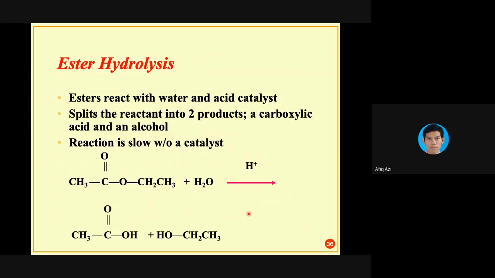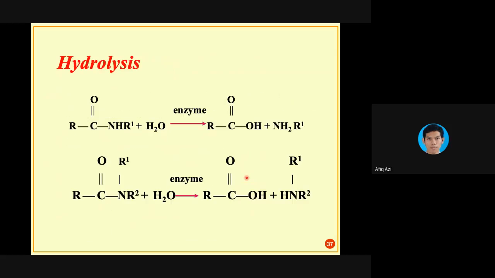And then it can also undergo hydrolysis. So basically hydrolysis is the opposite of the Fischer esterification. So you are trying to convert the ester back to carboxylic acid and alcohol. Okay, you just have to mix it with water, and in the presence of an acid catalyst, normally sulfuric acid. Here is an example.